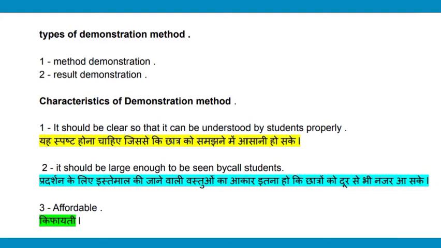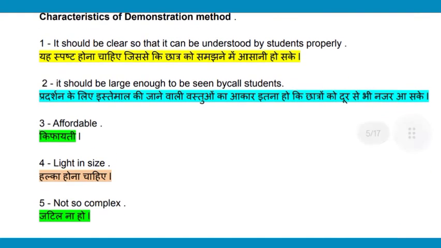Now let's see characteristics of demonstration method. First, it should be clear so that it can be understood by students properly. Whatever demonstration the teacher is showing to students, it should be visible so that students can understand it very properly. So it should be large. The size of the model or whatever the teacher is showing to students should be large in size also.